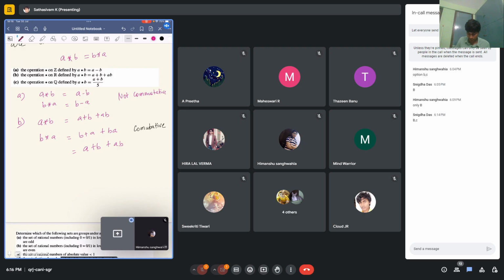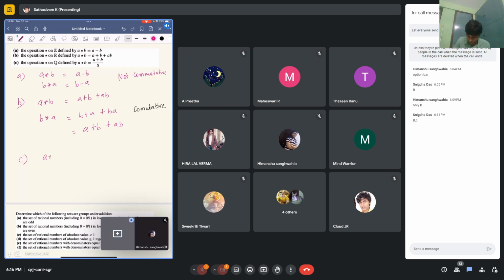Okay, let's look at the third one. So here the operation is A star B is (A plus B) by 5, and B star A is also (B plus A) by 5. But again, you are working with Q, where in Q A plus B is equal to B plus A, right? So your operation is commutative again.